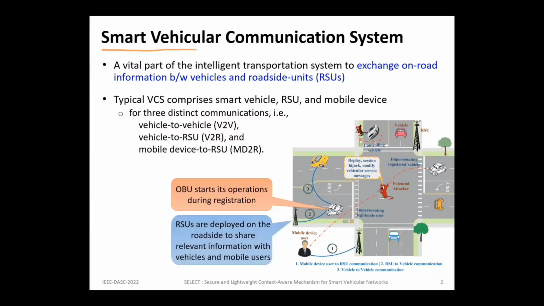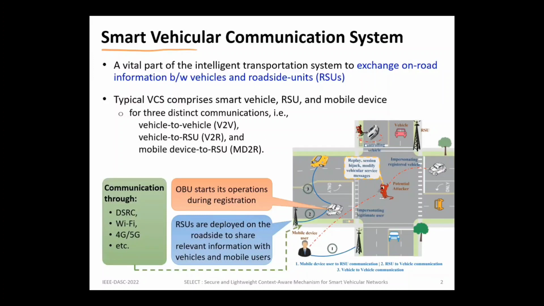The RSU, the next component, is deployed on the roadside to share relevant information with vehicles and mobile users through the dedicated short-range communication standard, which is known as DSRC, Wi-Fi, or even 4G, 5G. In such a communication platform, mobile users are mostly interested in predicting situational roadside data for better citywide commuter services. As we can see in this picture, there are three communications, 1, 2, 3.